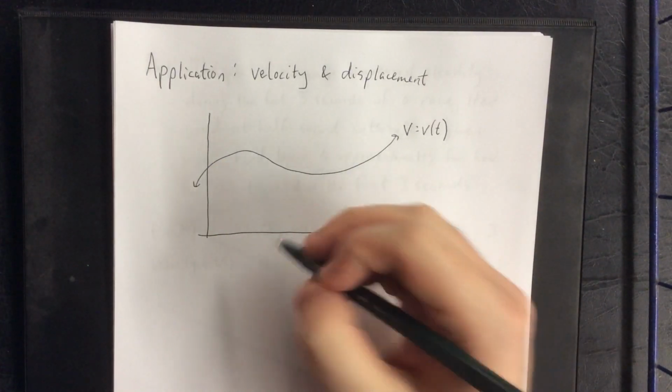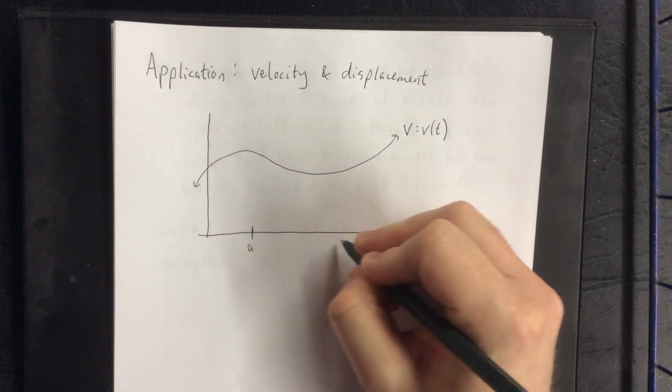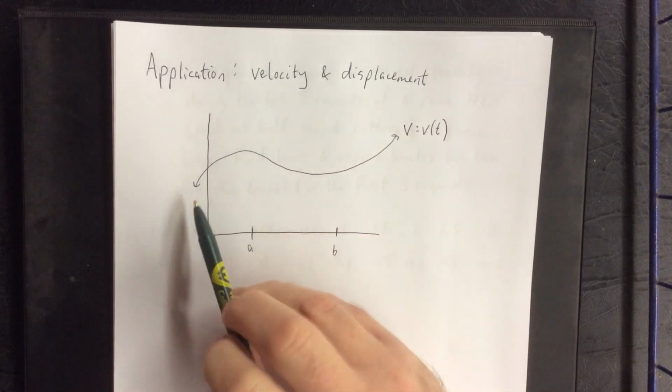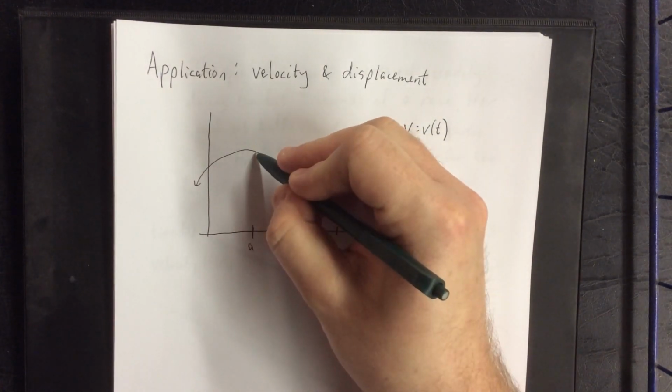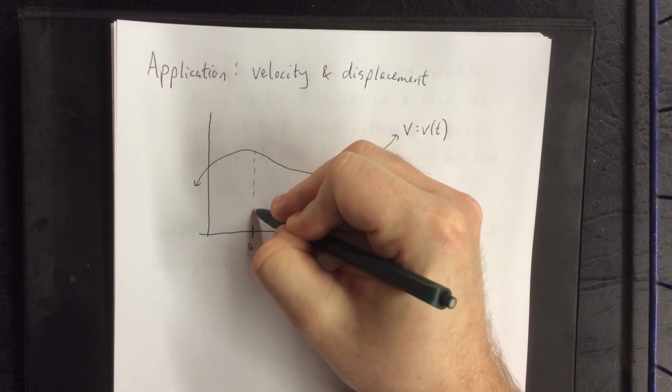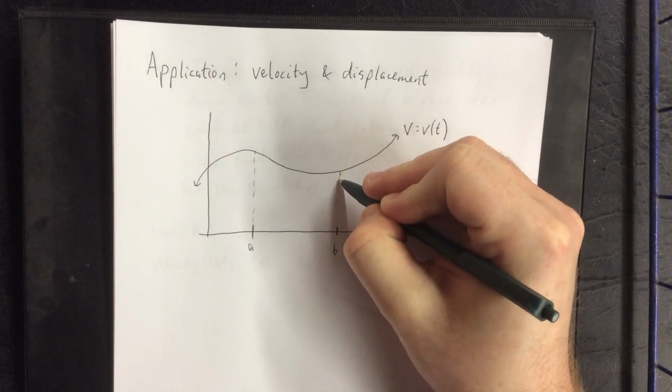So this curve models the velocity of an object over the course of time. You'll notice that the velocity is not constant through this interval. Rather, it's increasing and decreasing and increasing. So with that in mind, how could we use this velocity curve to estimate how much distance has been traveled?